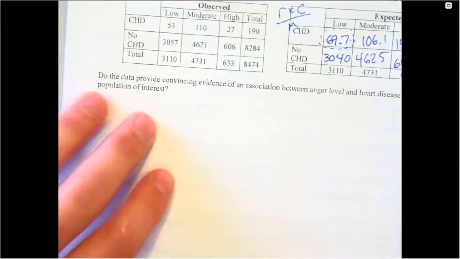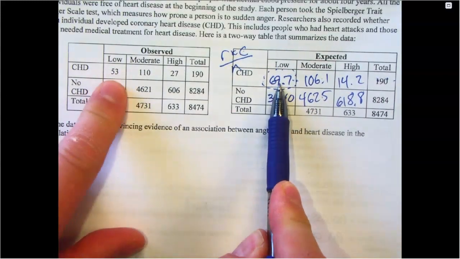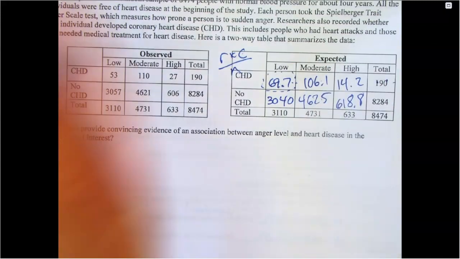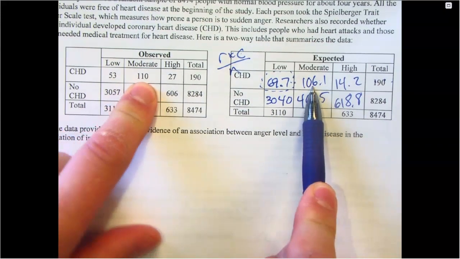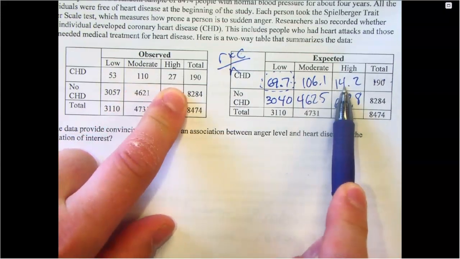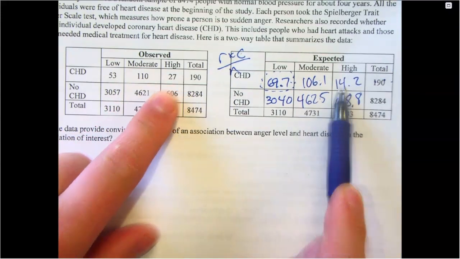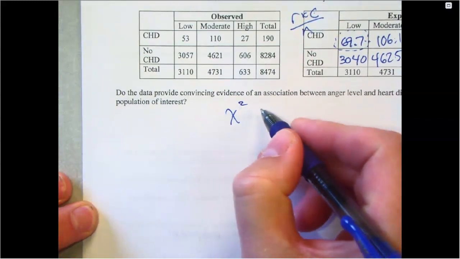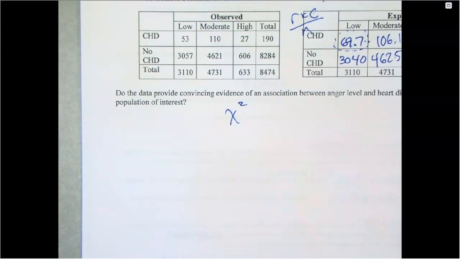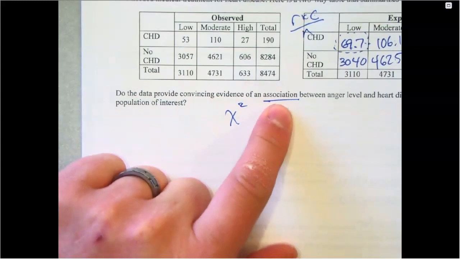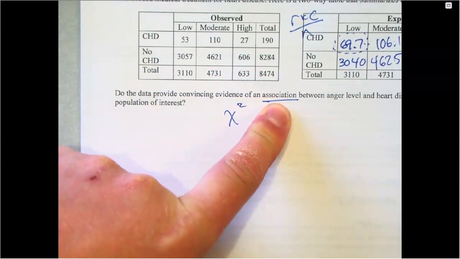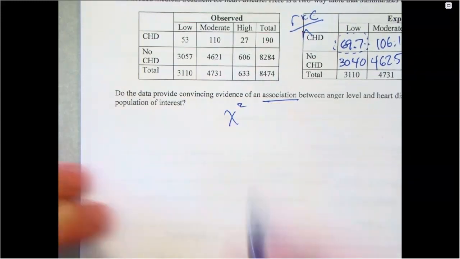So the idea is we would expect 69.7, we got 53. That's kind of far away. So there's going to be some error there that contributes to the overall statistic. That's not too bad, just a little bit of error. That's almost double, so that's going to be a pretty big error. Let's go through and see. So this is a chi-squared for association. It says in the problem association. You can write chi-squared for association. You can also write chi-squared for independence. It's the same idea. You can write it either way.